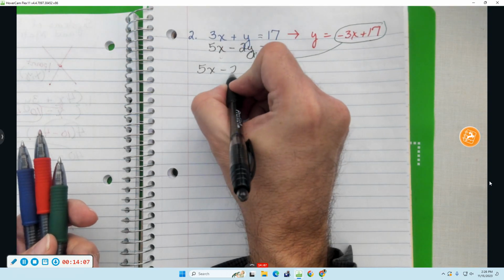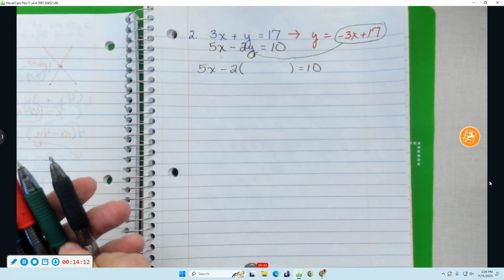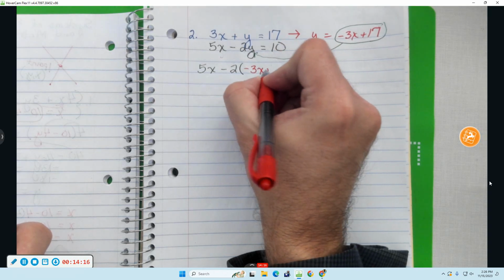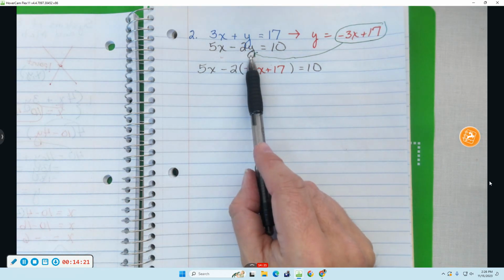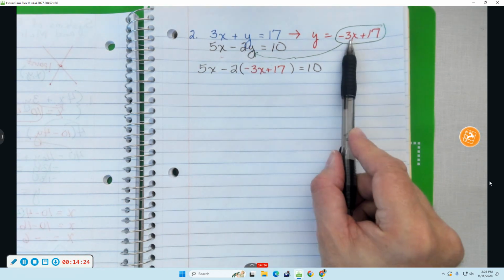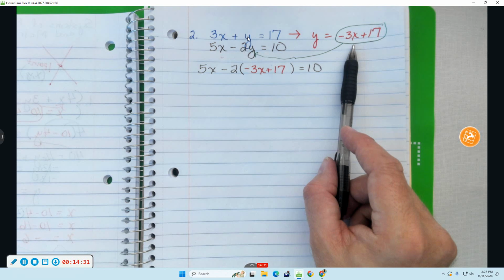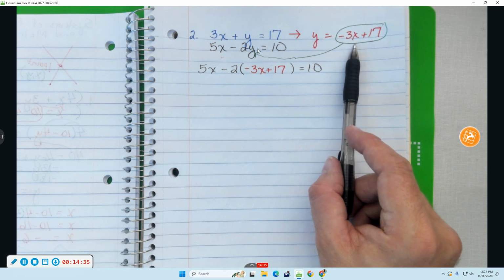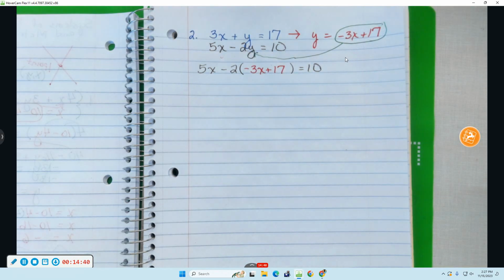5x minus 2 times (-3x plus 17) equals 10. So I'm replacing this y with the -3x plus 17. By the way, you cannot decide, oh, I'm just going to substitute that back over here into the same equation. You solve one, you substitute into the other. You have to use both equations.